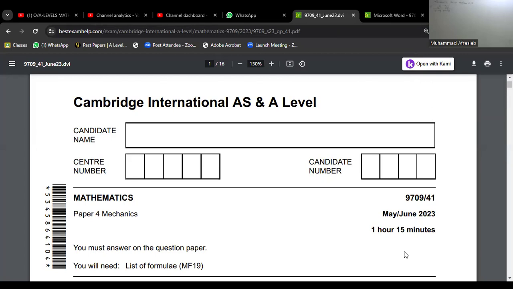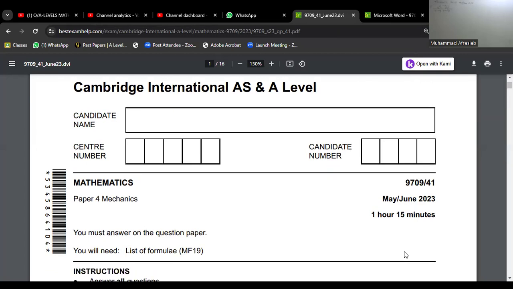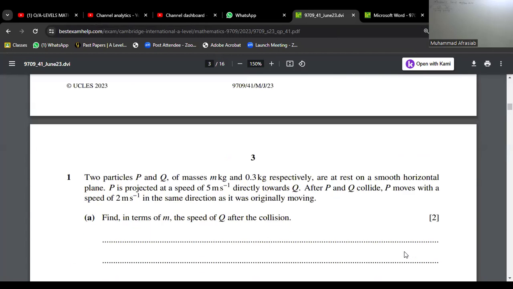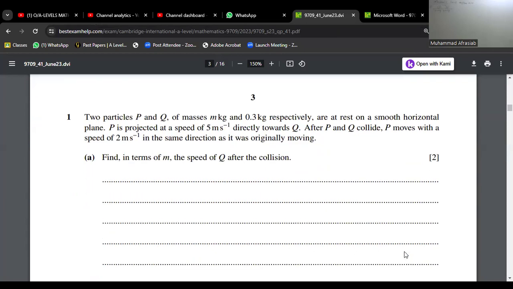Now, we are going to solve the questions one by one. Question 1 is: two particles P and Q of masses m kg and 0.3 kg respectively are at rest on a smooth horizontal surface of the plane. P is projected at a speed of 5 meters per second directly towards Q.